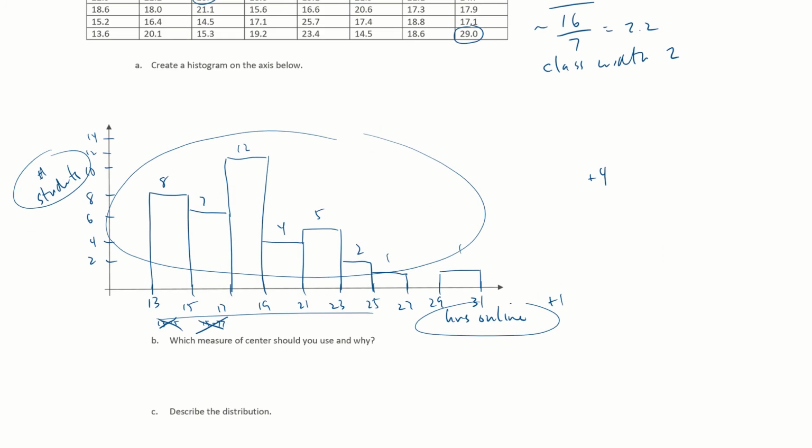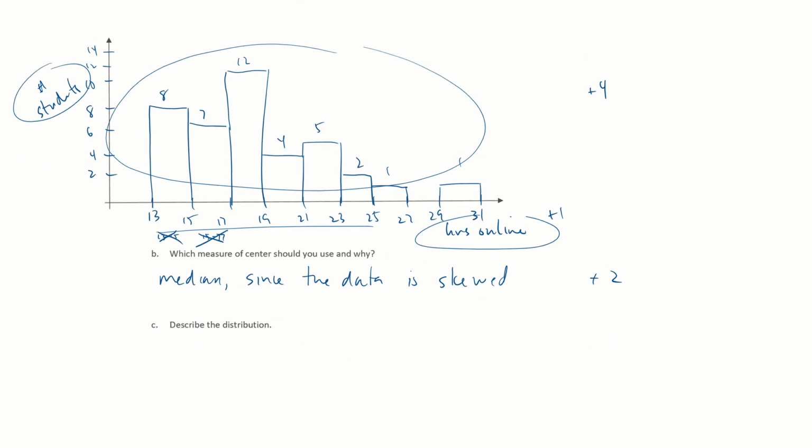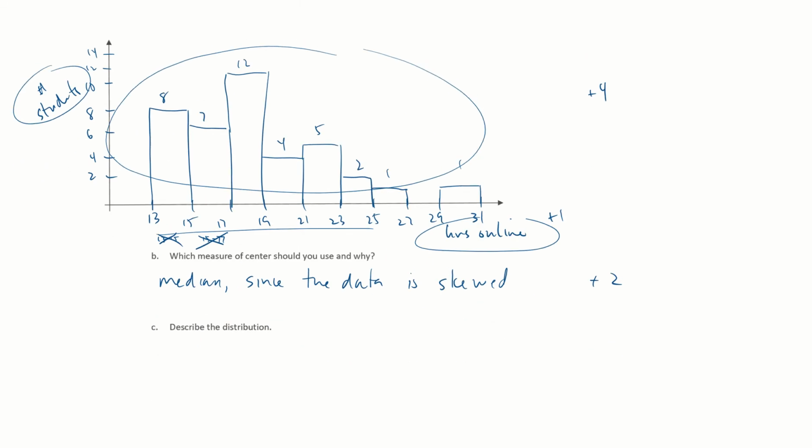Okay, so which measure of center should you use and why? I'm going to use the median, since the data is skewed. That's 2 points, because the mean is affected by the skew. The mean gets pulled out that way.